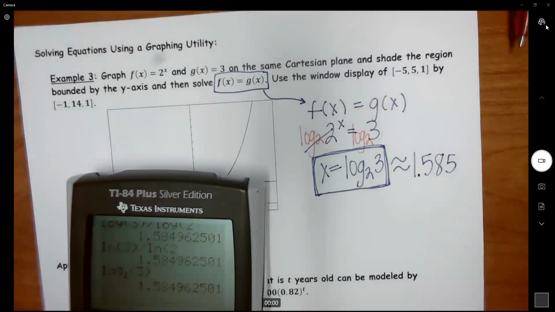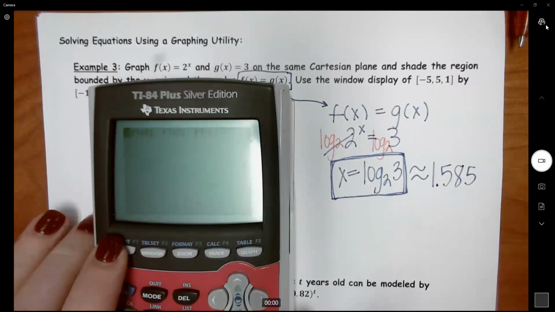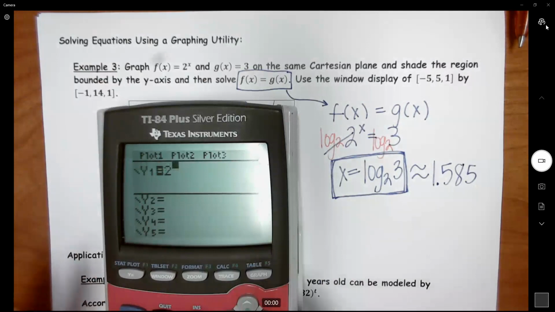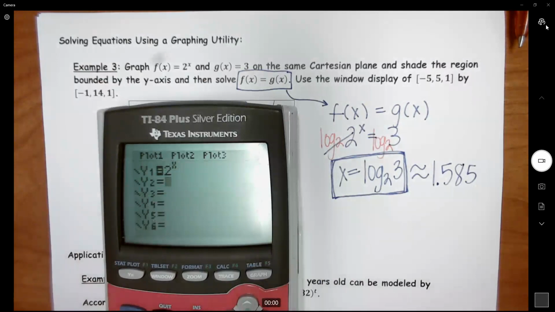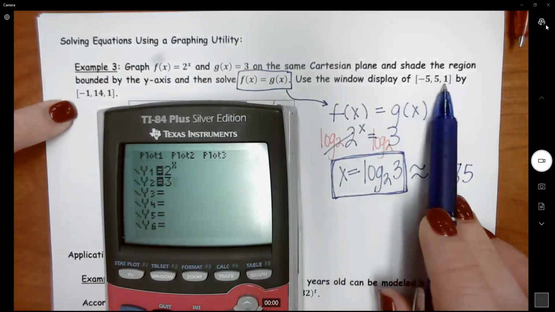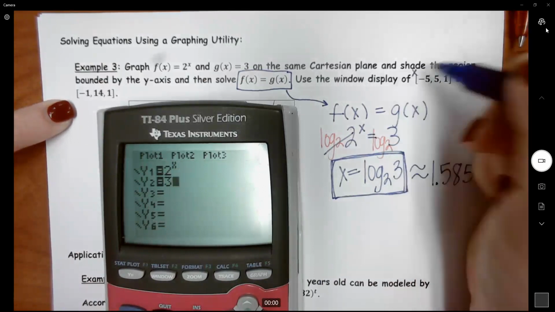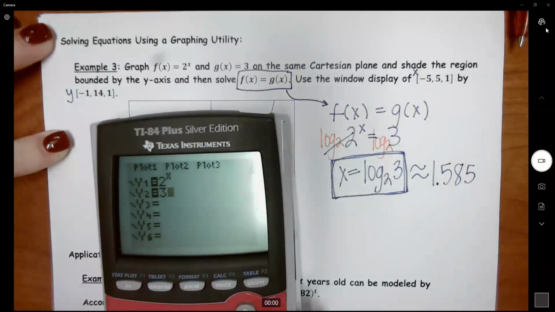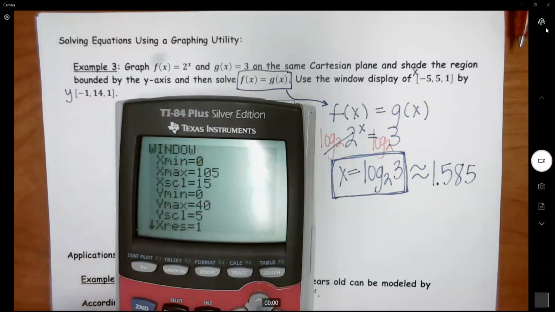For the graphing portion though, I'm going to go over here to my y equals, and I'm going to put in my 2 to the x power for y1 and just 3 for my y2. And it tells me my window of display here. So this is my x, which then makes this my y. So I'm going to go window. We're going to go -5 to 5, 1, -1, 14, 1.